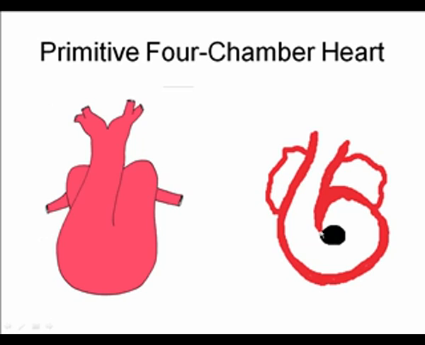Now we know that this atrioventricular canal is going to have to move over here to the right, and there'll have to be a regression of this tissue here called the bulboventricular flange.